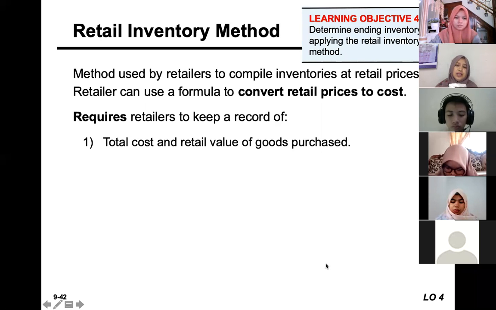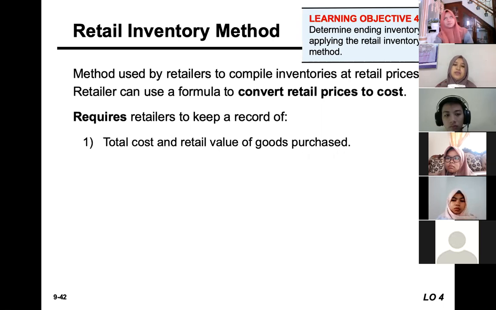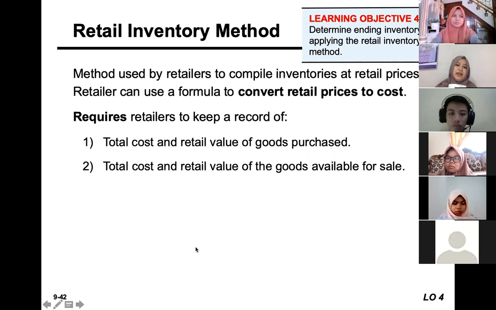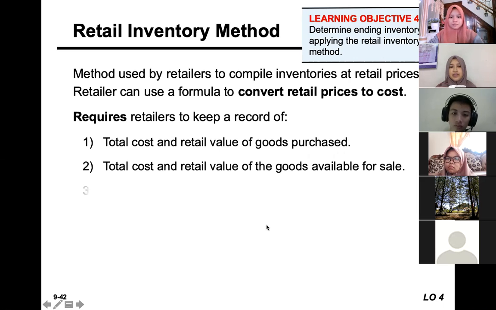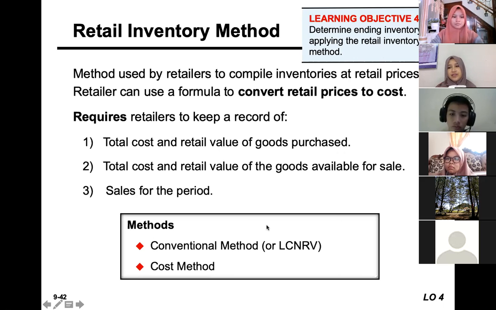So this method would need the retailers to maintain the record of total cost and retail value of the goods purchased. So they keep the information on the amount of cost as well as the retail value. Retail value is the selling price, yeah? Selling price of the goods purchased. And then cost and the retail value of the goods available for sale, and the sales for the period.